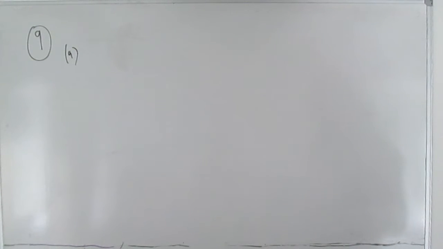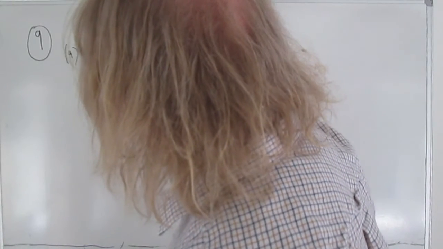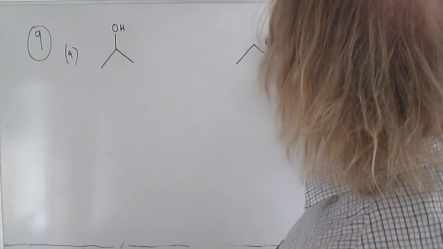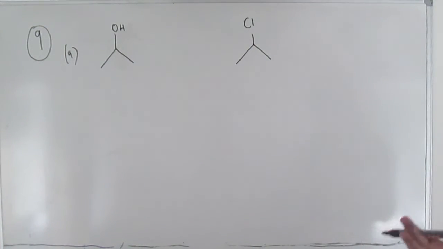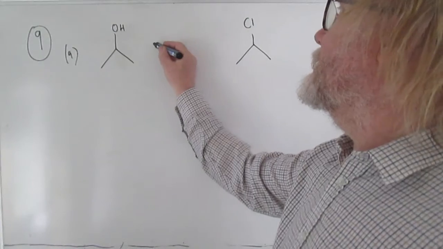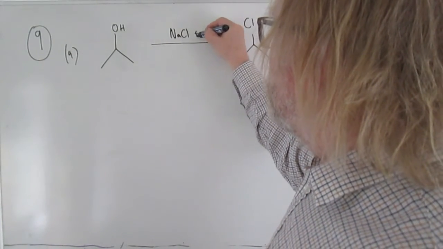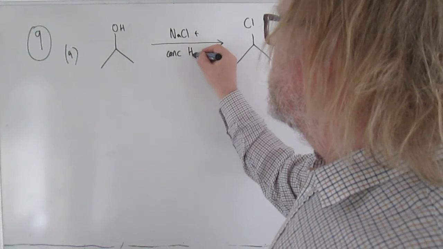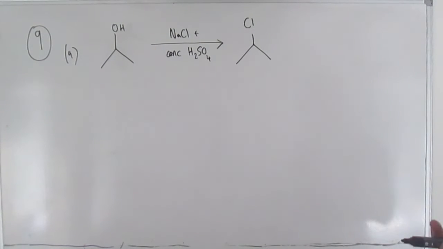So part A in question 9 wants us to convert propan-2-ol, which is this, into 2-chloropropane, which is this. And again, that's a reaction you know, because we learnt that when we did haloalkanes as one of the ways to make haloalkanes. So the conditions for doing that are that you need sodium chloride plus concentrated sulfuric acid. So again, that's a specific reaction condition that you need to know.